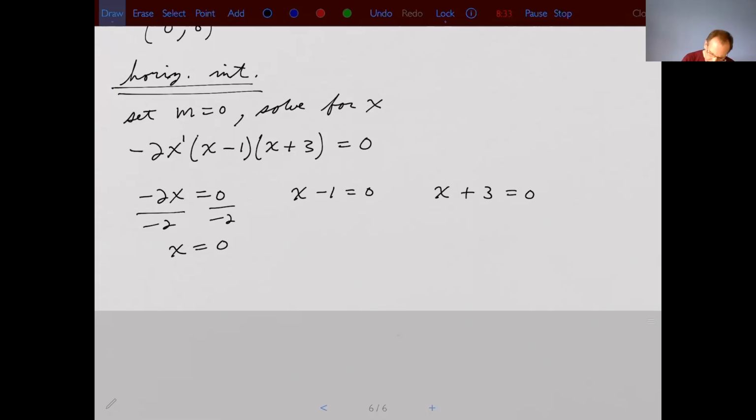In the second case, I have x is equal to 1. And again, since the exponent is a 1, it's just a single root, right? Or multiplicity 1. In the third case, I have x equals negative 3. And again, it's going to be a single root, right? So these all have multiplicity of 1.